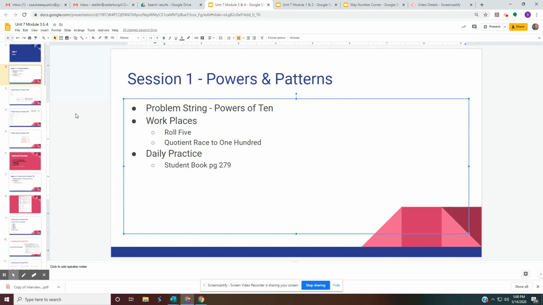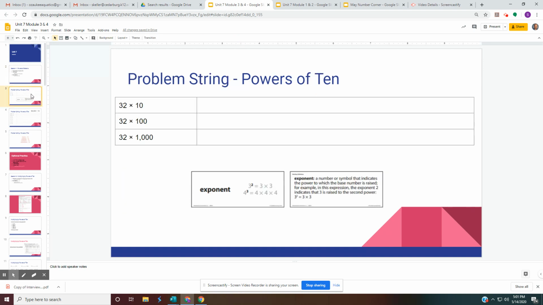All right, so let's take a look. We have a problem string, another problem string, and it's all going to deal with patterns, so I think you'll be able to catch on pretty easily. All right, so let's take a look here. What is 32 times 10? Okay, so how do we figure that out? Well, look at 1. What is a math fact that we can see?